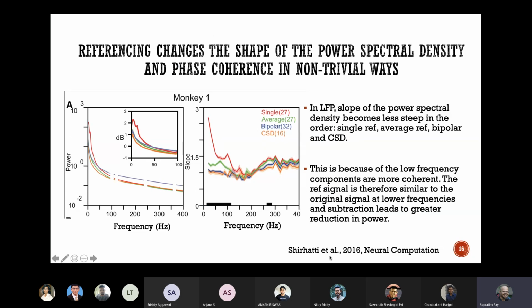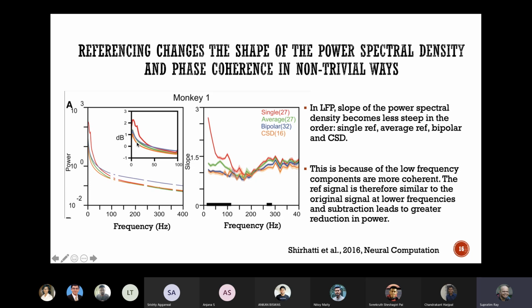We wrote a paper also on this. It changes the shape of the power spectral density. So if you look at the signal using single or average or bipolar or CSD, you can see that the shape of the spectral density sort of flattens out as you go from single to average to bipolar and CSD. It reduces. Why does it reduce?